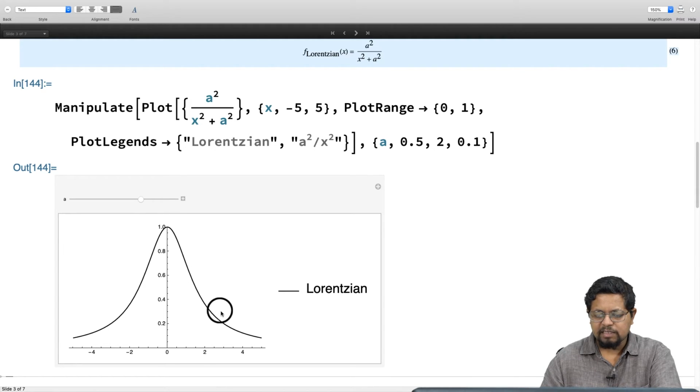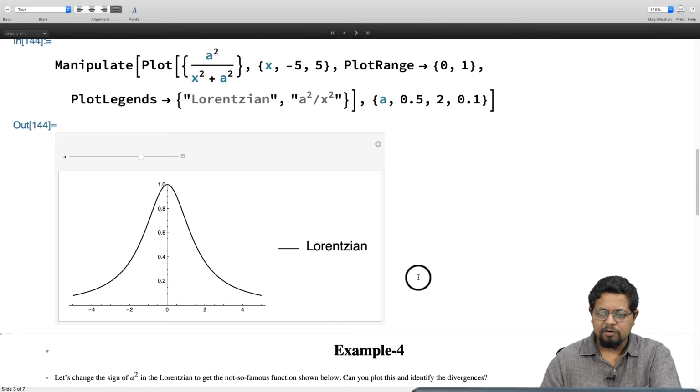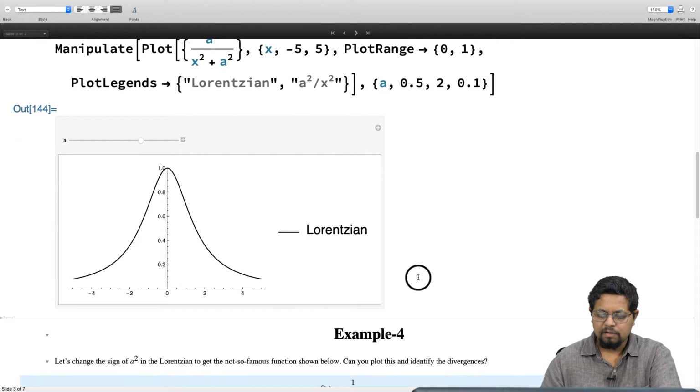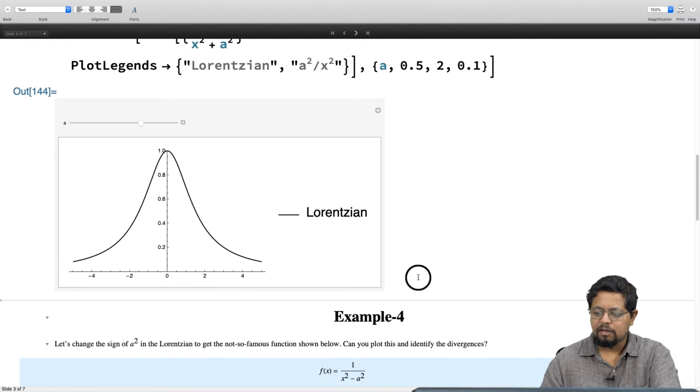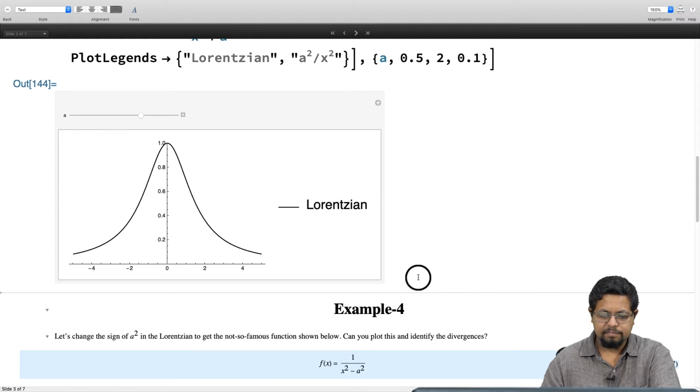As x goes to plus infinity or as x goes to minus infinity, the function gets arbitrarily close to the x-axis, therefore its asymptote is the x-axis. Now Lorentzian is an interesting function. Let's go ahead and take a look at another example, and we'll come back to Lorentzian in a moment.